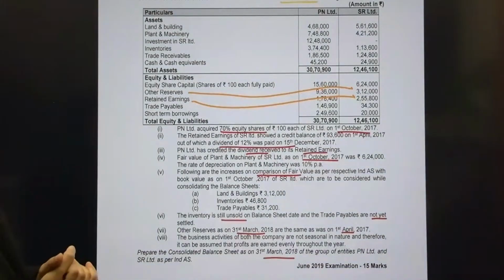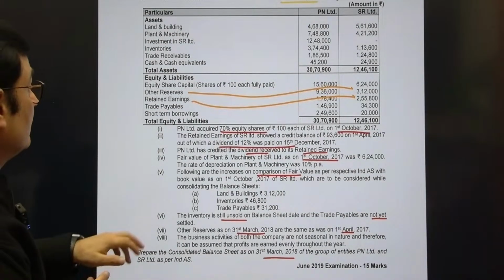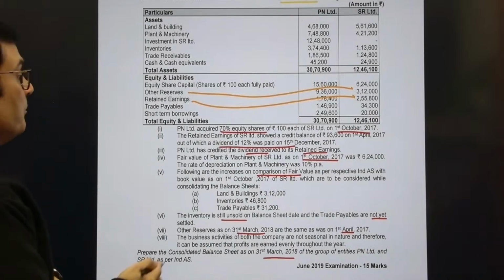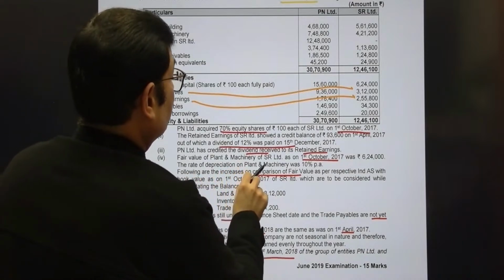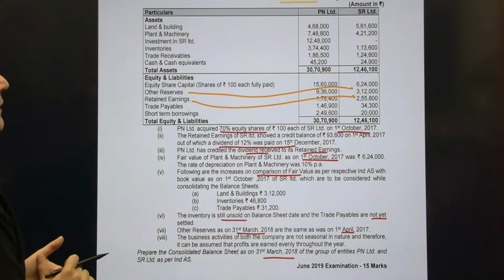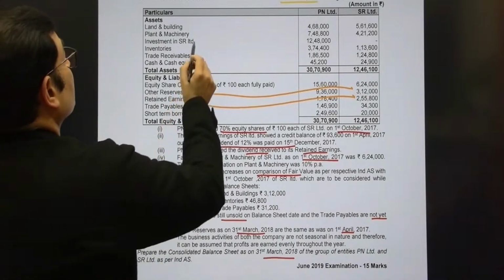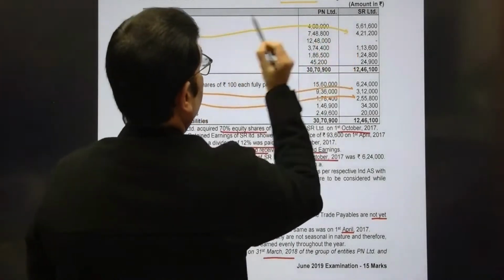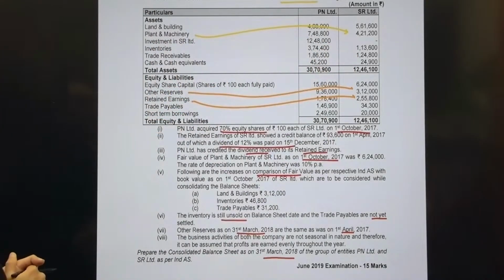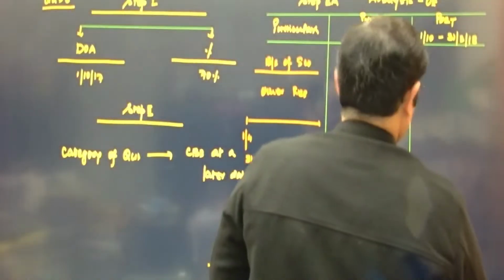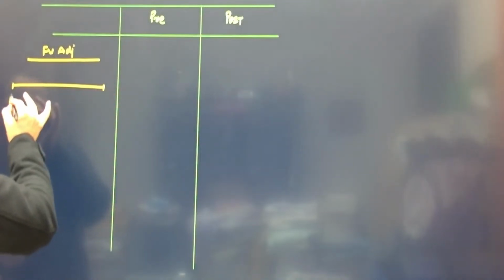So we go back to the inputs in this particular case and we look at point number 4 and point number 5. Point number 4 says the fair value of the machinery on 1st October 17 is 624 and the depreciation rate is 10%. My plant and machinery is appearing at 421 200. So let's go back and make the time scale, 1st April to 31st March.